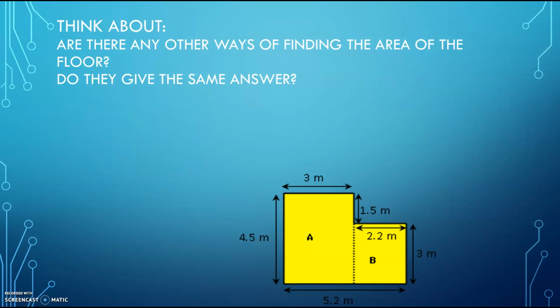Now think about it. Would there be other ways to find the area of the floor? Any other ways you can break that up? Well, sometimes what we see as the most natural breakup is not what other people see. Someone might have chosen, rather than putting this line here vertically, to put a horizontal line across A. In that case, they would have 3 times 1.5 for this small rectangle at the top. Then they would do this large rectangle at the bottom, 3 times 5.2, and add those together.